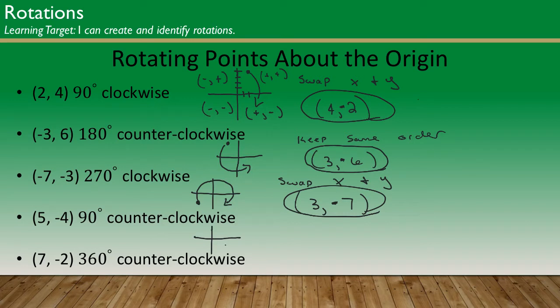So if I start down here, counterclockwise will take me this way. My order is going to change because it's 90 degrees, so swap X and Y. So I'm going to have 4 first, 5 second, and I am in the positive quadrant, so that's it. And then the last one, 360 degrees counterclockwise. 360 degrees will always stay the same, so there's our answer, we're done there.